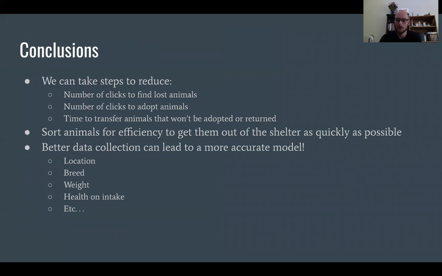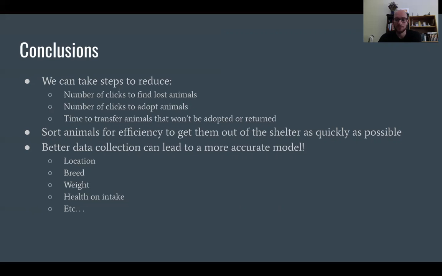So to conclude, this model works pretty well. It's much, much better than a random coin toss. In fact, almost 3 times better. It can predict the vast majority of animals that are going to be adopted or returned to their owners.